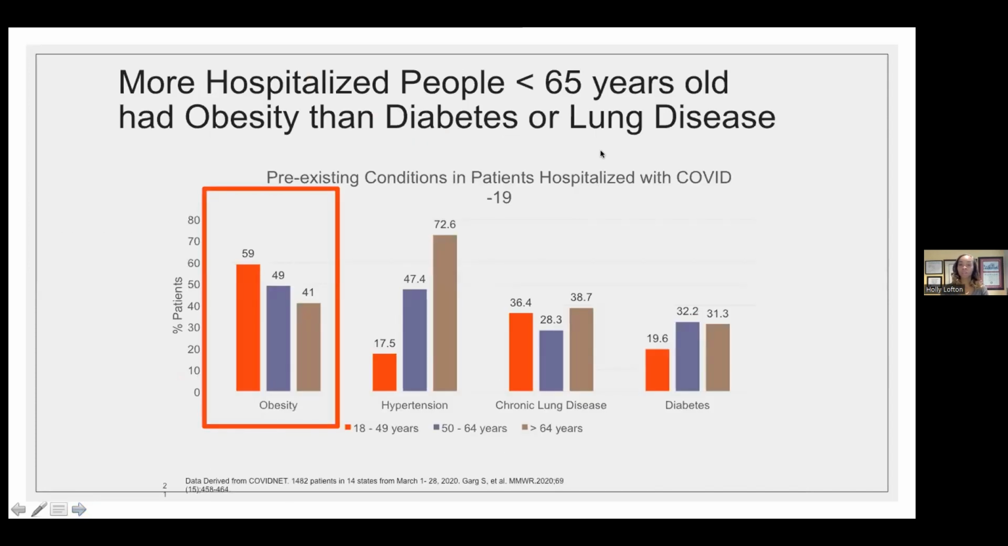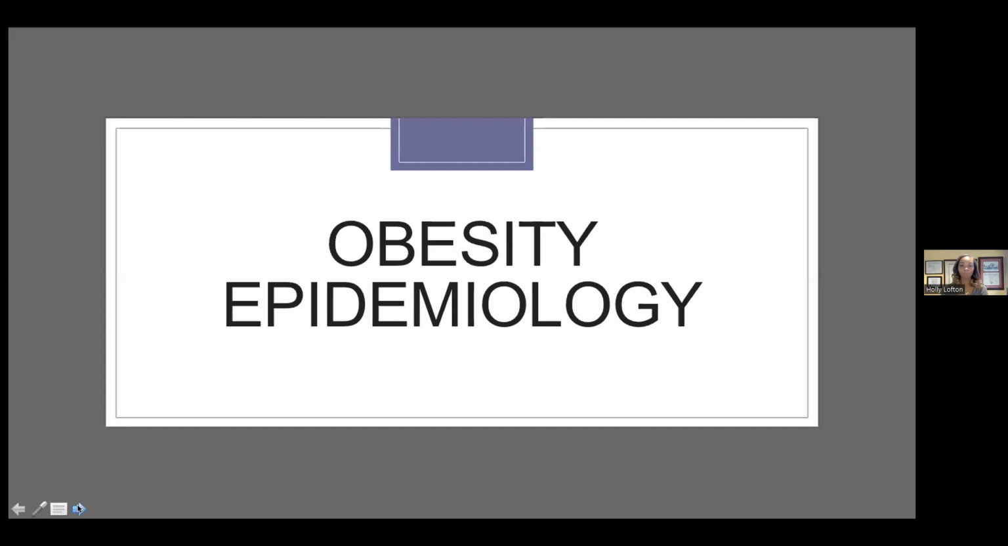So you can see here, patients under age 65, looking at different conditions that were present, obesity ranked very high in the younger population as far as those who are hospitalized with COVID. And this data comes from a multi-center study called COVID-Net. So I'll talk a bit about epidemiology.